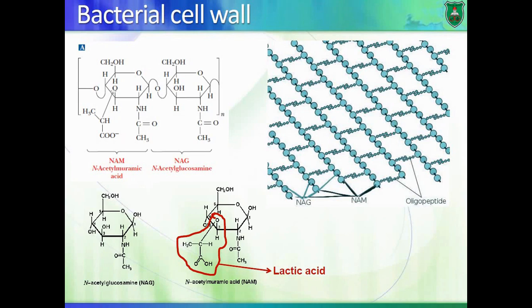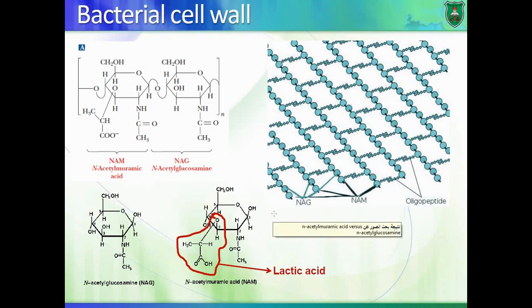So this is the OH group on carbon number 4. We lost the hydrogen and replaced it with this 3 carbon unit, and it has a carboxyl group. That's why we call it N-acetylmuramic acid. The other one is N-acetylglucosamine, NAG and NAM. So this is the lactic acid added to the structure of N-acetylglucosamine to make it into N-acetylmuramic acid.